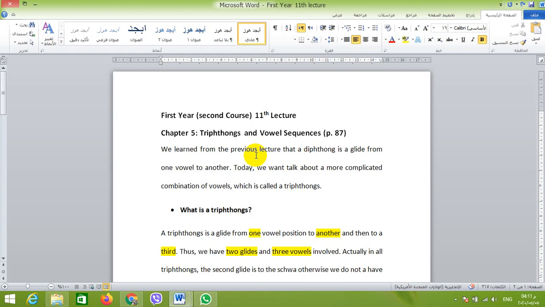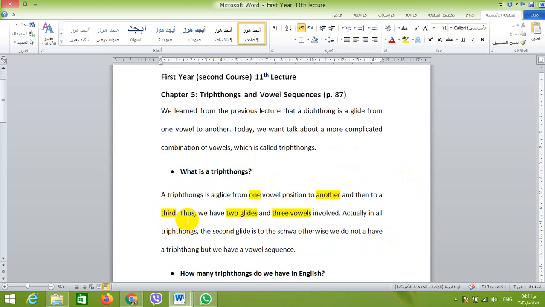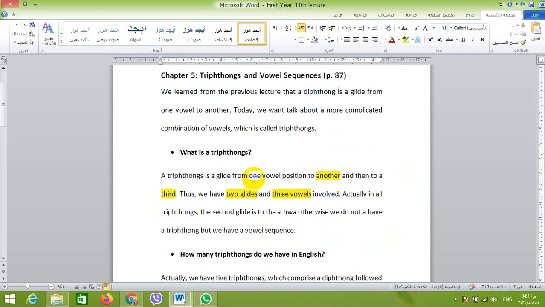Today we want to talk about a more complicated combination of vowels, which is called triphthongs or a triphthong. So what is a triphthong? A triphthong is a glide from one vowel position to another and then to a third. So we have two glides, two movements from one vowel to another and then to a third vowel. And in triphthongs, three vowels are involved.